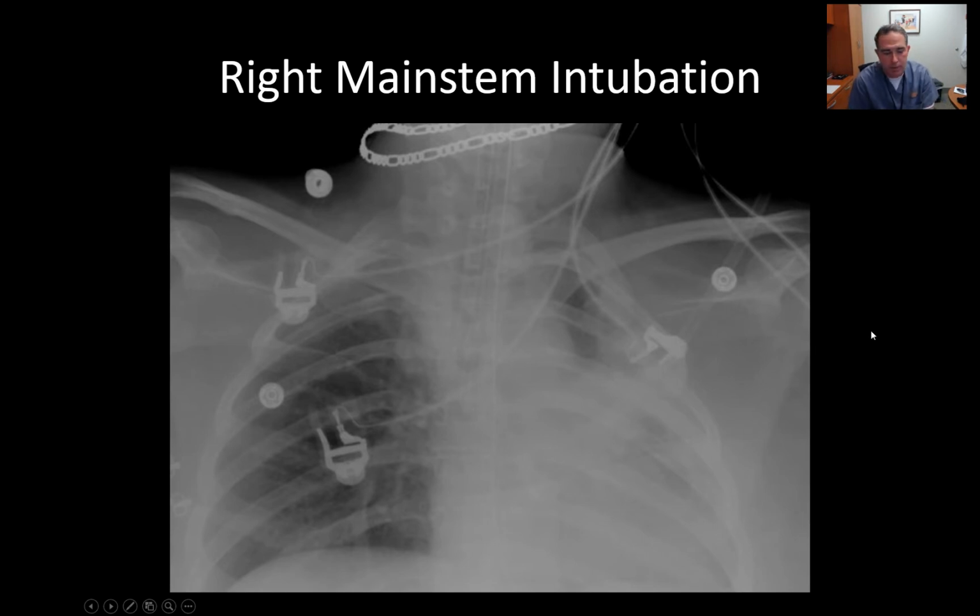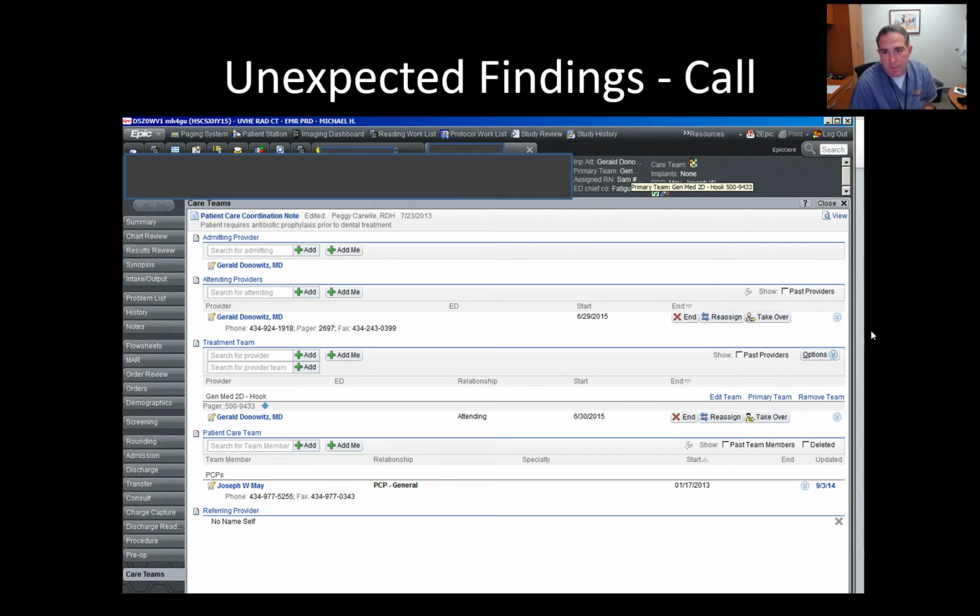The next thing you want to do, if you have an unexpected finding, is call the team. A lot of times the films are taken at 4 o'clock or 6 a.m. in the morning and you're reading it at 8:30. That person that ordered it might be at home sleeping, so you don't want to page them. But what you can do is log in, launch the patient's chart, hover over this primary team text, and you'll see their pager, this 9433 number. I would advise paging them, not the listed provider for inpatients. Outpatient's different, but for inpatients, that's more reliable.